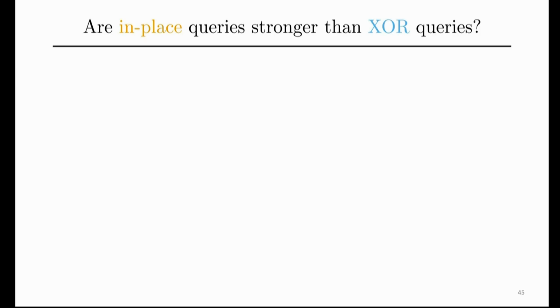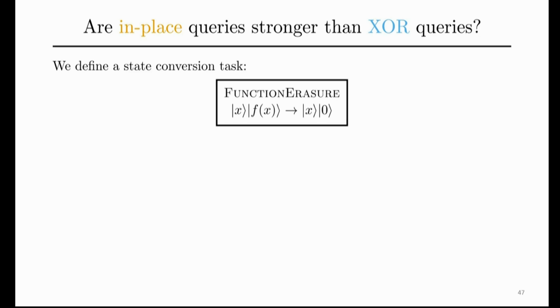So the question still remains, are in-place queries stronger than XOR queries? We eliminated the leading candidate problem, but are there other problems that could provide the desired separation? And so we define a state conversion task, which we call function erasure. It's analogous to index erasure if you've heard of it, where the goal is to take classical states of the form x, f of x and transform them into x, 0. So we're zeroing out the function register.